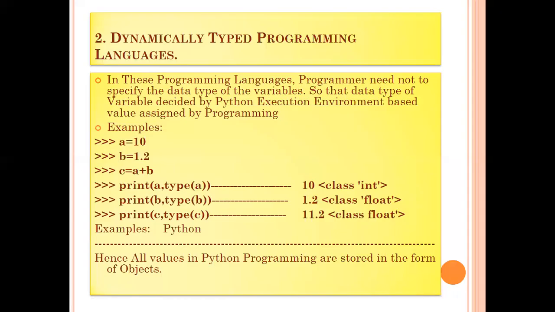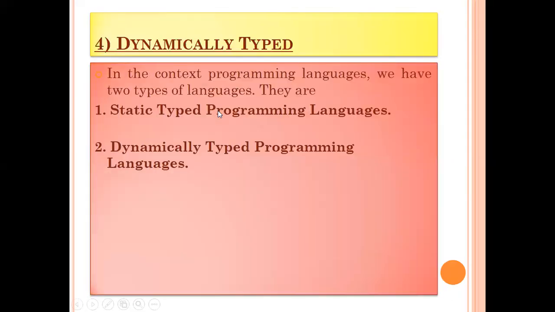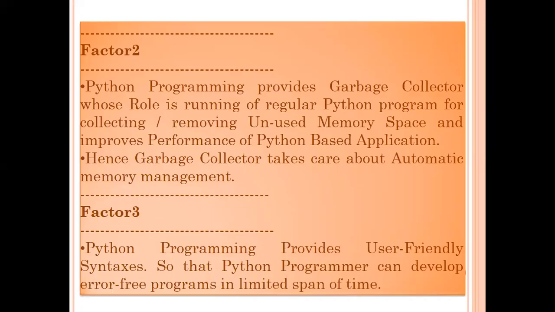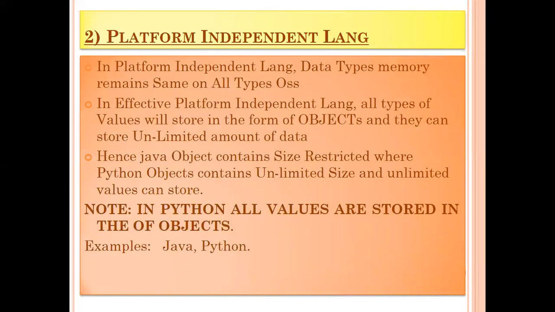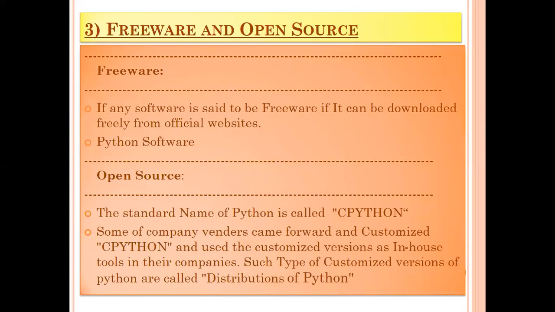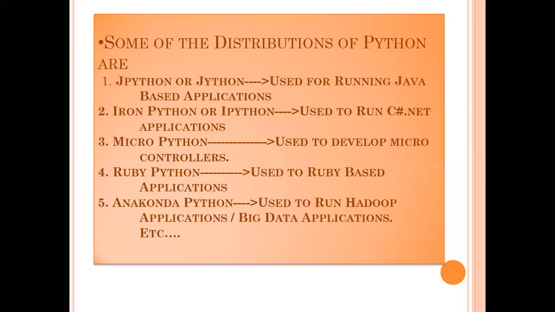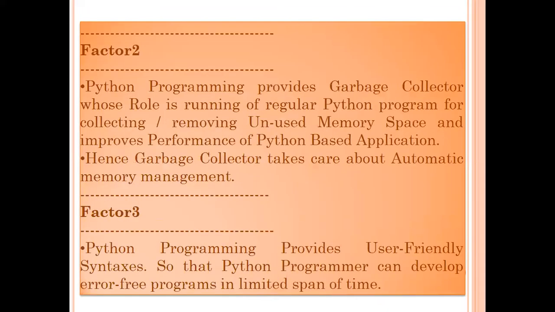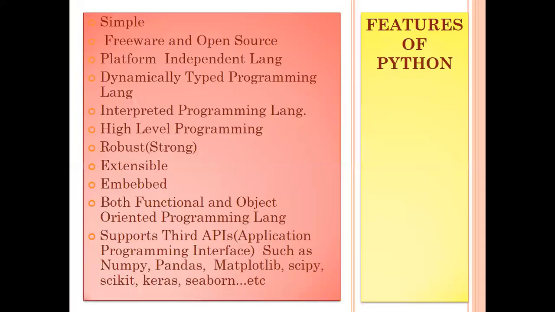So, any questions till now? So what are the four features we discussed? Simple. Then the second feature is what? Platform independent programming language. Third is freeware and open source. And fourth is dynamically typed programming language. So this is what we have covered today. We also started discussing the history of Python.